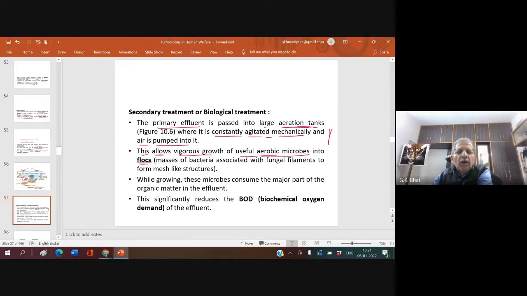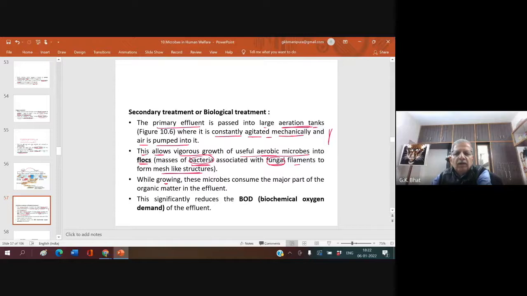What are flocks? Masses of bacteria associated with fungal filaments, forming a mesh-like structure. Whenever there is constant mechanical agitation and air is pumped, you come across vigorous growth of bacteria and fungal filaments forming what is called a flock, a mesh-like structure.